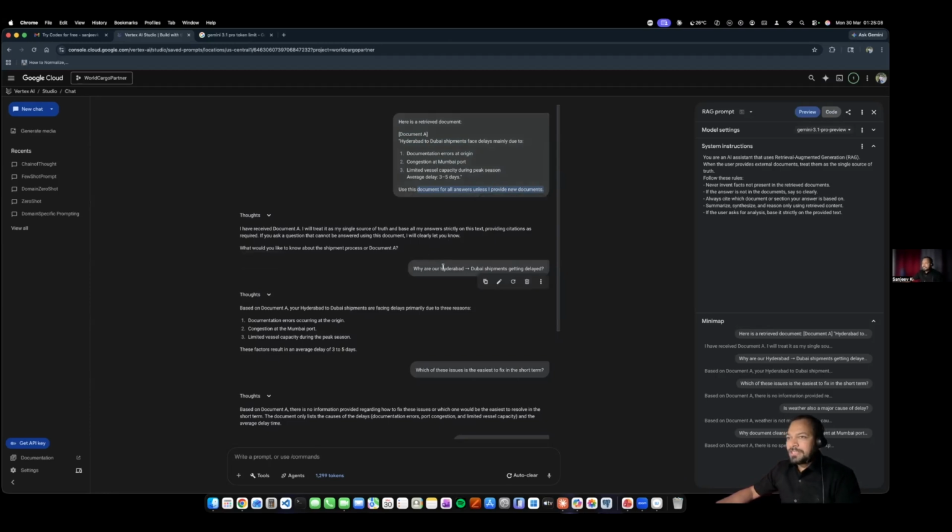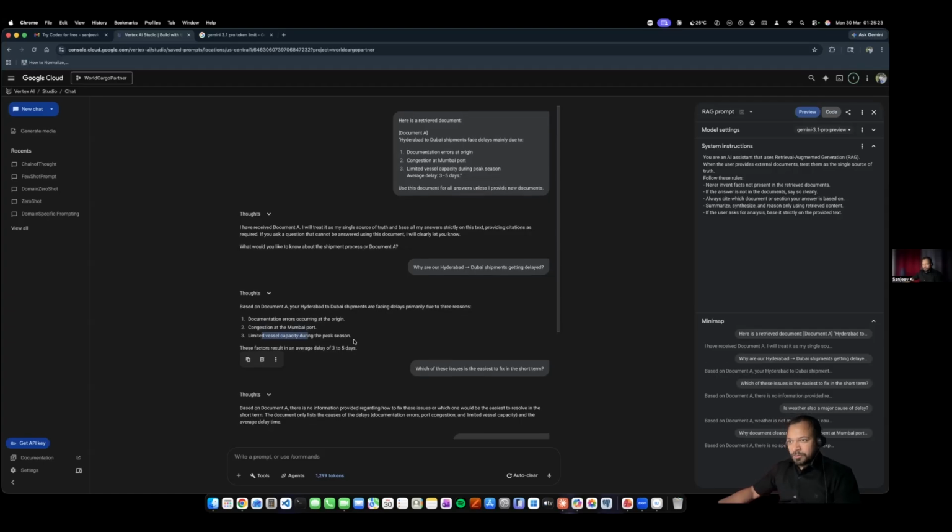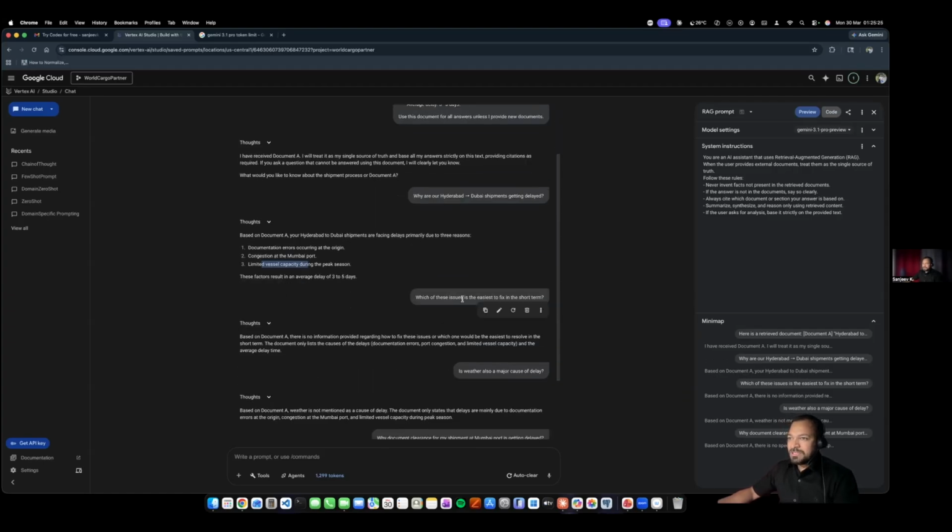Now, the user has asked, why are our Hyderabad Dubai shipments getting delayed? It is looking into the particular document, and it is saying documentation errors, congestion at Mumbai, limited vessel capacity during peak season, and so on. Then, which of these issues is the easiest to fix in the short term? Based on the document, there is no information provided. So it is limiting its knowledge to that particular document. Because it doesn't have any other context, it says no information provided.